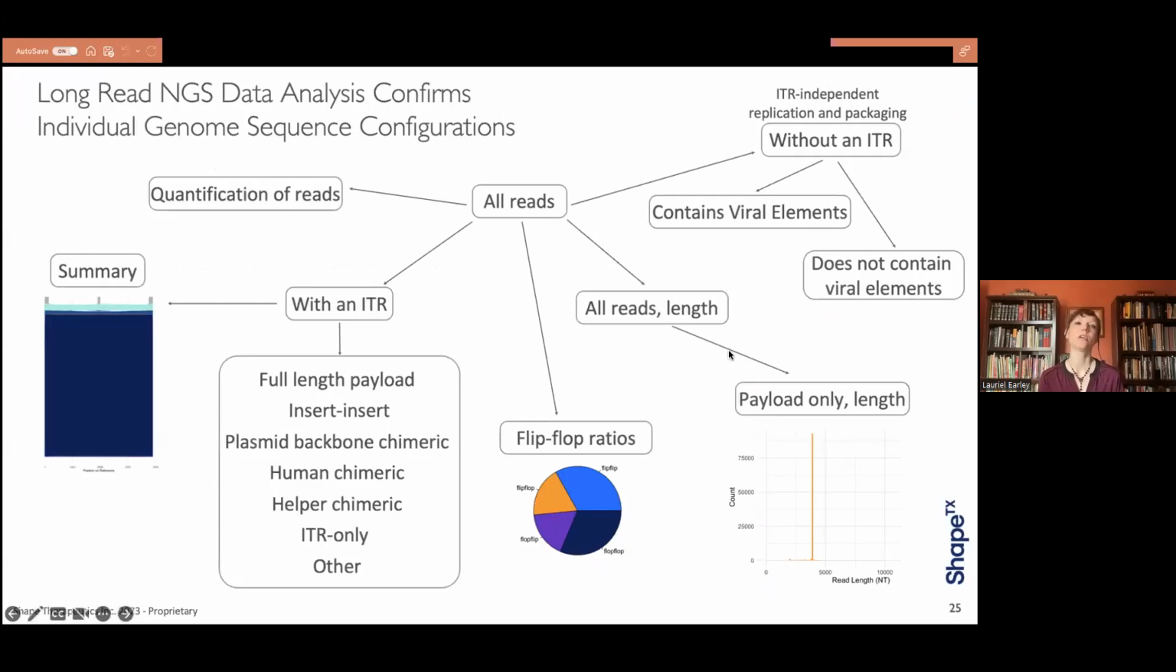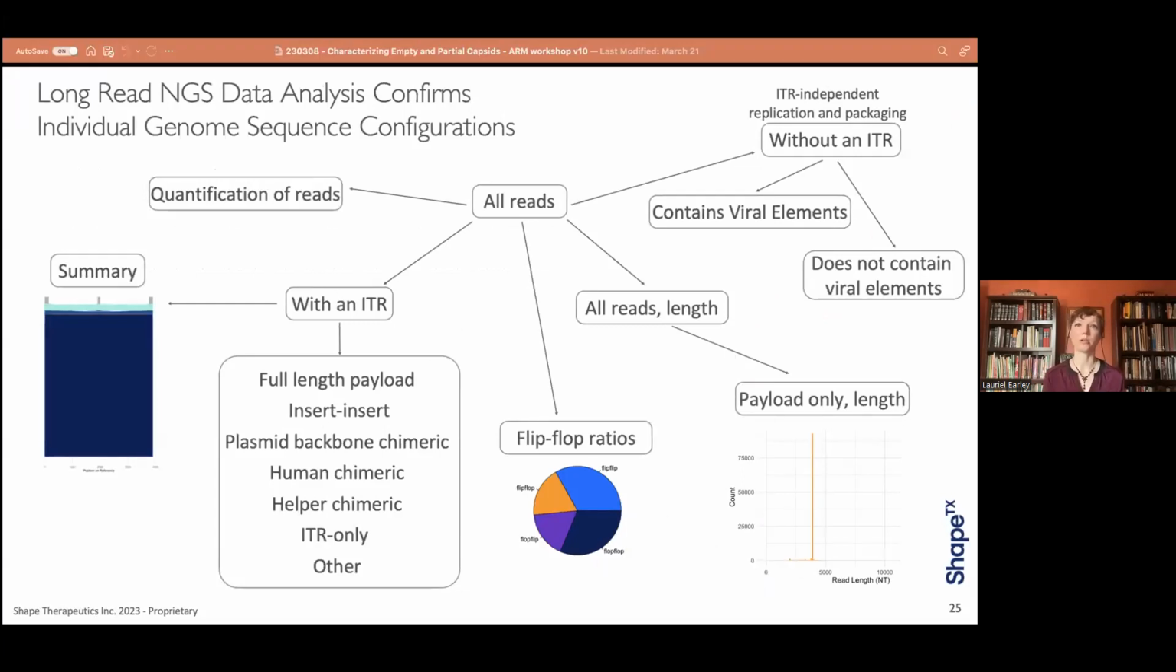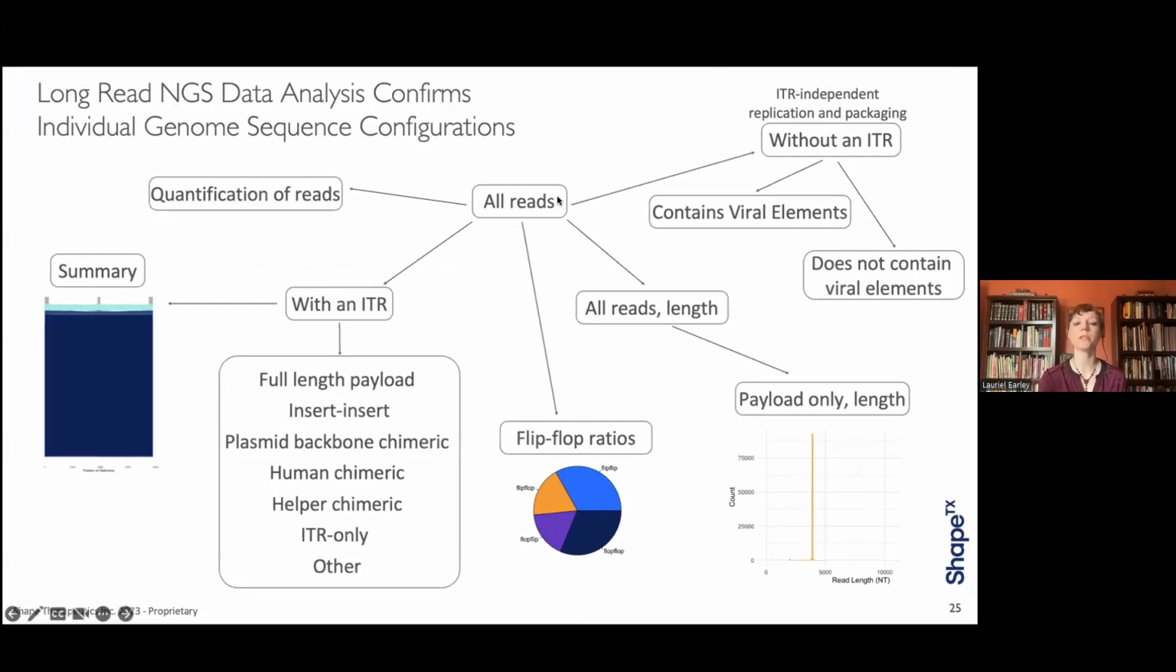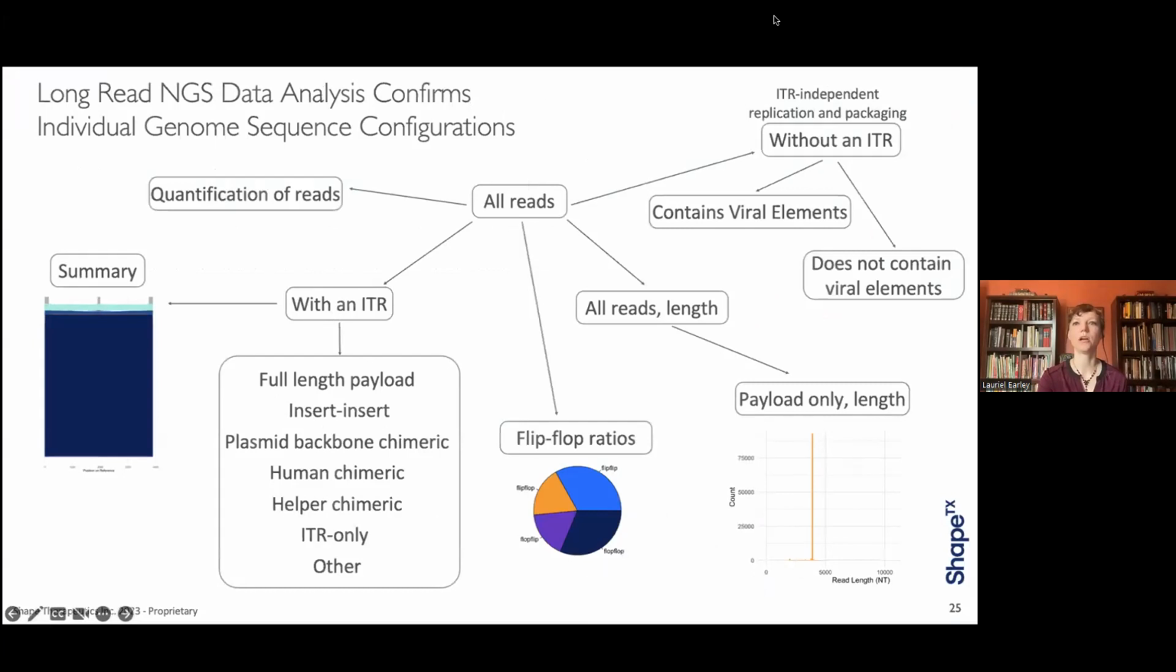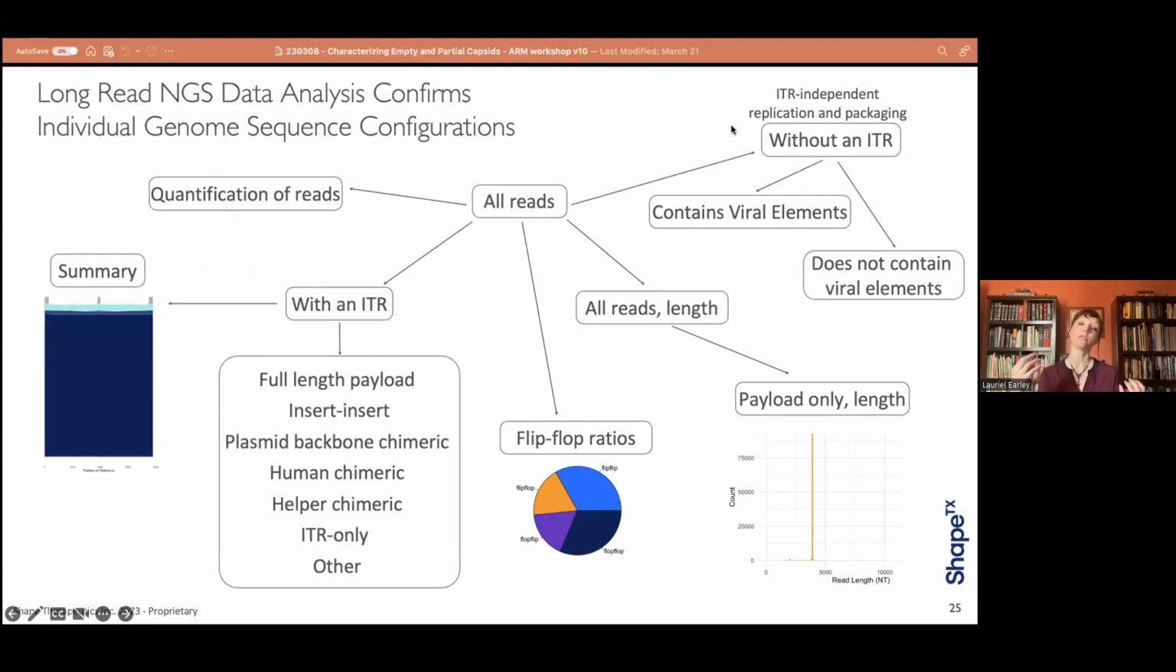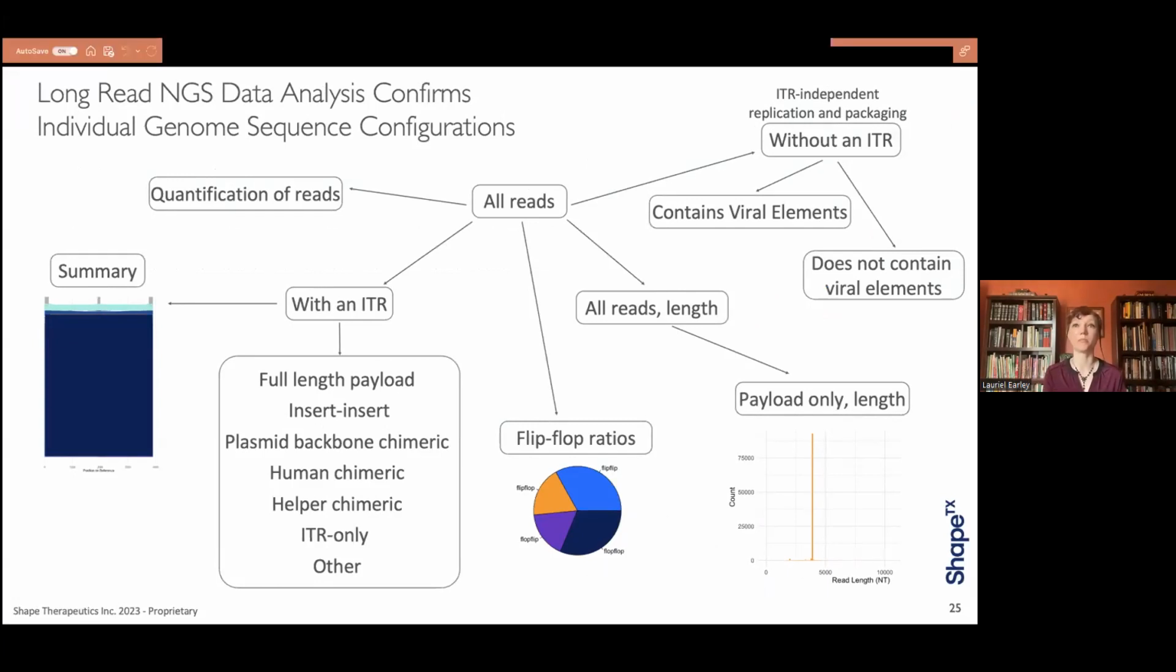Now I'm going to go over our pipeline for long read data. It's a bit more complicated because there's a lot more information that comes from this. We first start by taking all of our reads and classifying them as having an ITR or not an ITR. We want to do this because we want to make sure we're capturing all of the reads we see in our prep. If we only looked at things containing ITRs, we might miss something important.